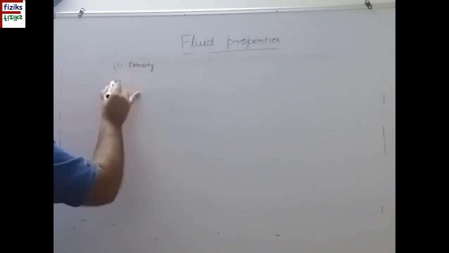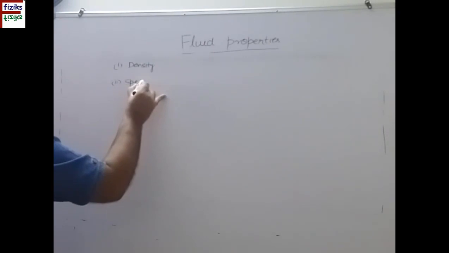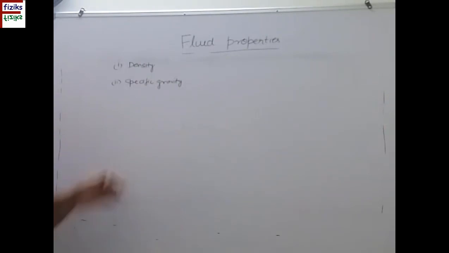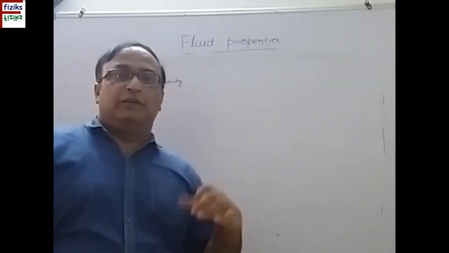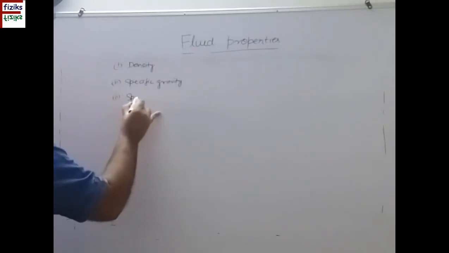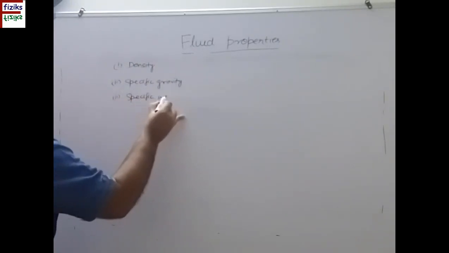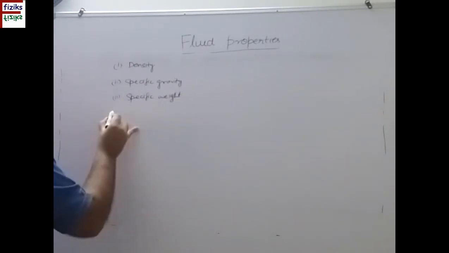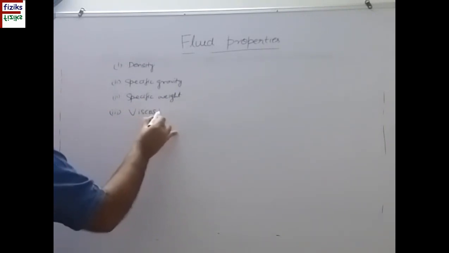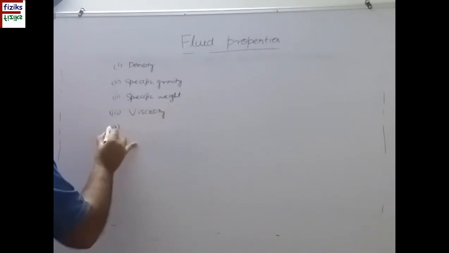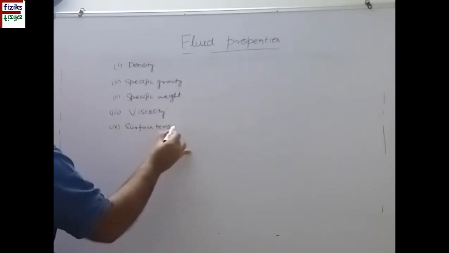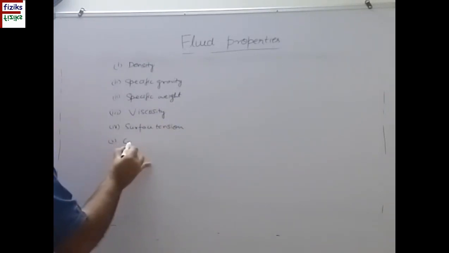The second, we have specific gravity, which is nothing but another term to express the density in terms of a reference fluid. Then we have specific weight. The next property is viscosity of a fluid. Then we have surface tension and capillarity.